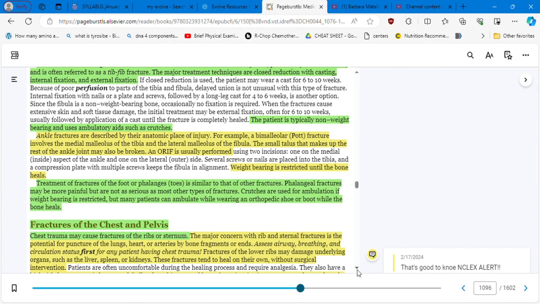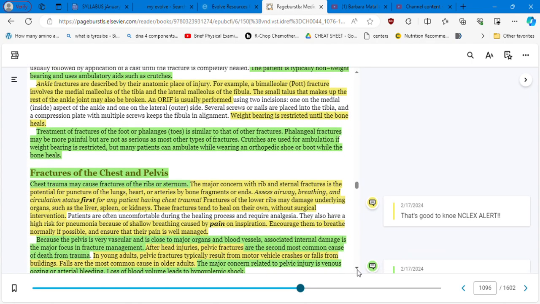And then we have the treatment of fractures of the foot or phalanges. It's similar to that of other fractures. Phalangeal fractures may be more painful, but are not as serious as most other types of fractures. Crutches are used for ambulation if weight bearing is restricted, but many patients can ambulate while wearing an orthopedic shoe or boot while the bone heals.